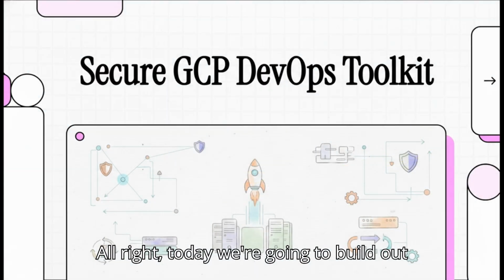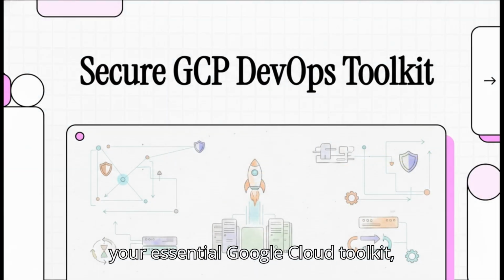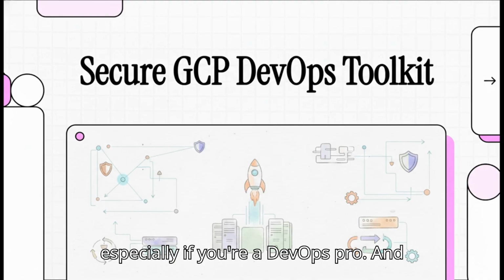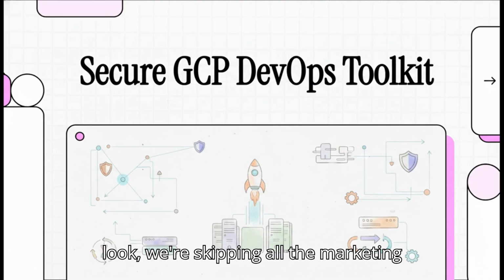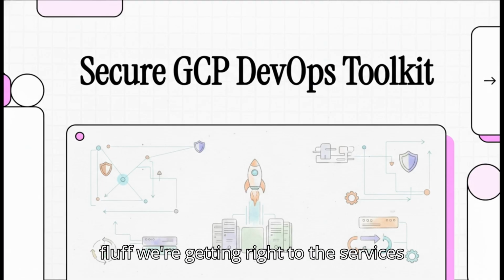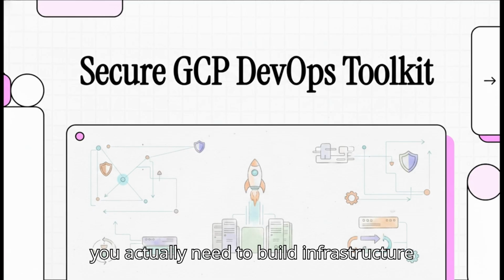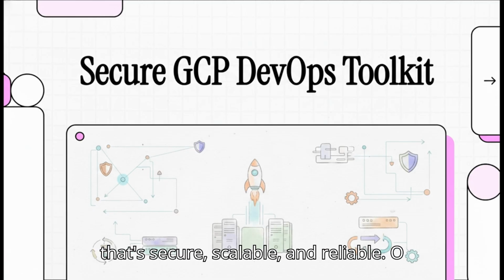All right, today we're going to build out your essential Google Cloud Toolkit, especially if you're a DevOps pro. And look, we're skipping all the marketing fluff. We're getting right to the services you actually need to build infrastructure that's secure, scalable, and reliable. So let's jump right in.